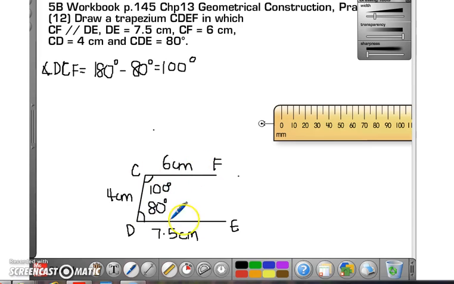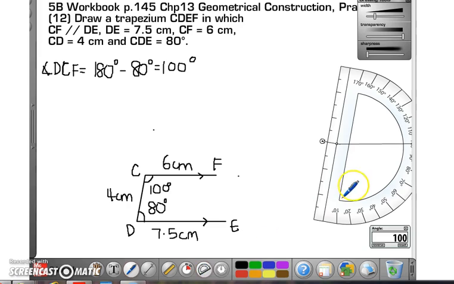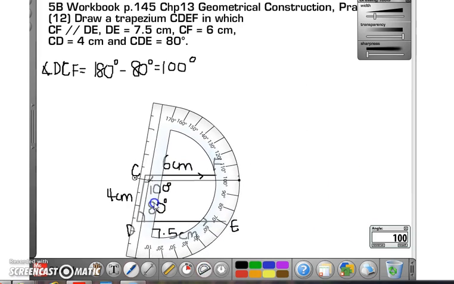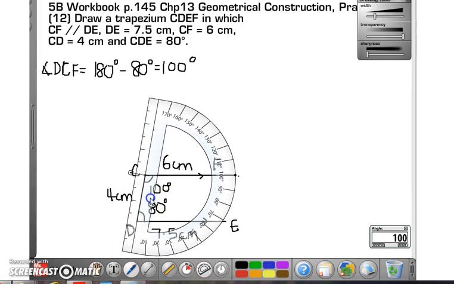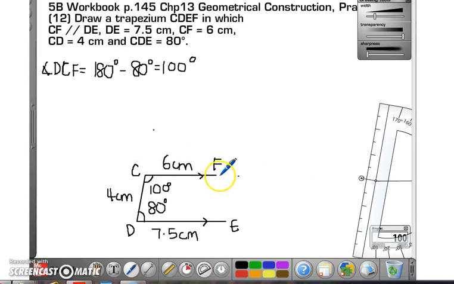Because CF is parallel to DE, I can mark an arrowhead to represent that they are parallel. And to check that I'm correct, I'll place my protractor over again at DCF to check the degree. So it's 0 to 100 degrees. So I'm still accurate. Finally, how do I complete my diagram?